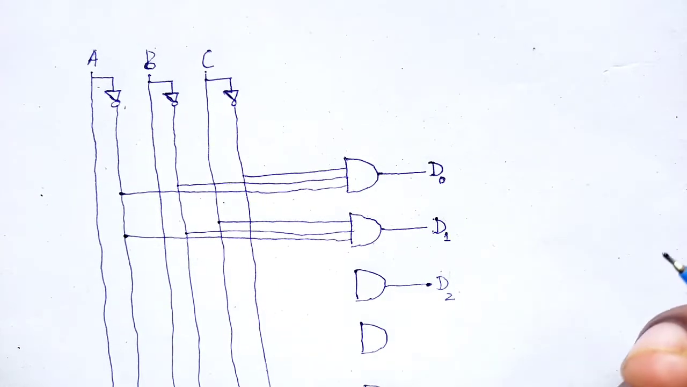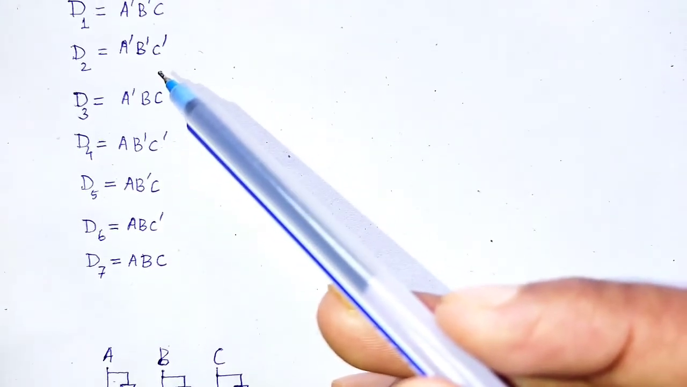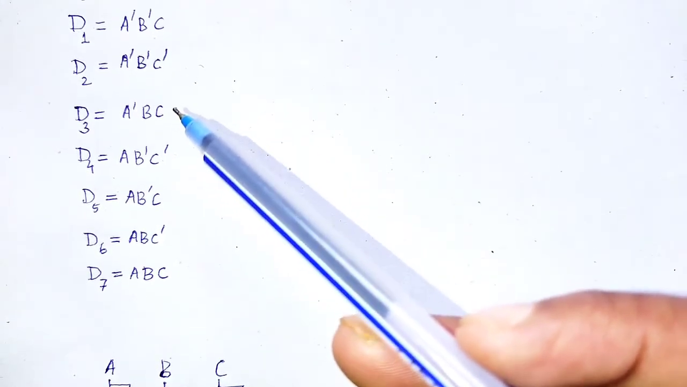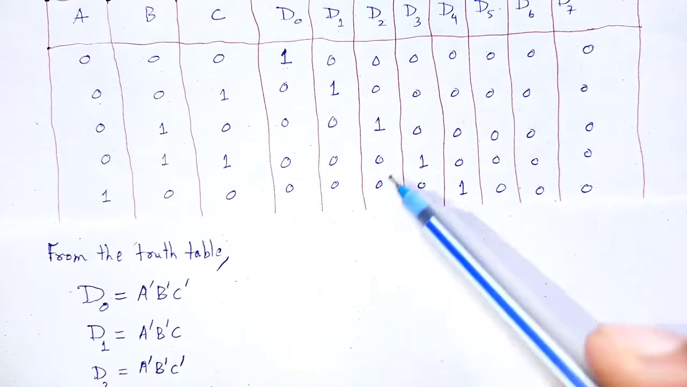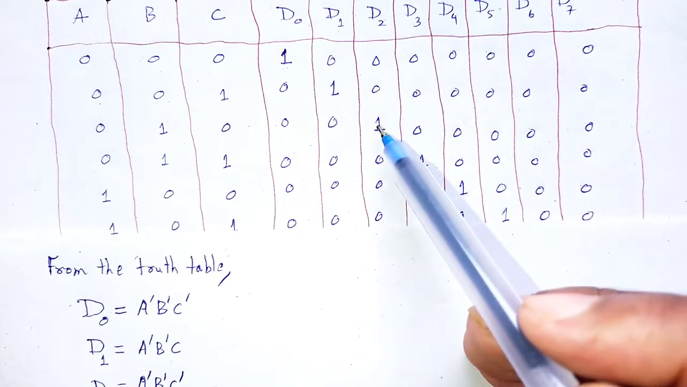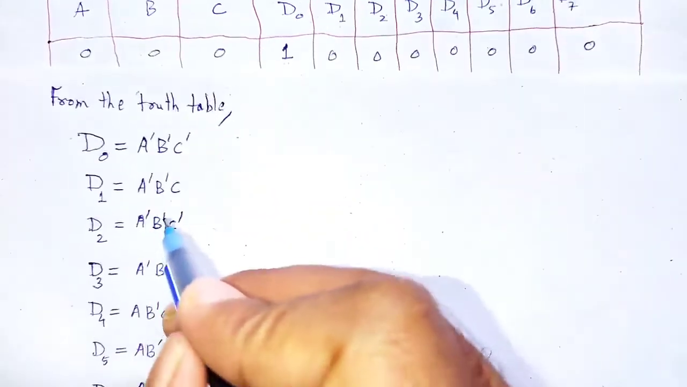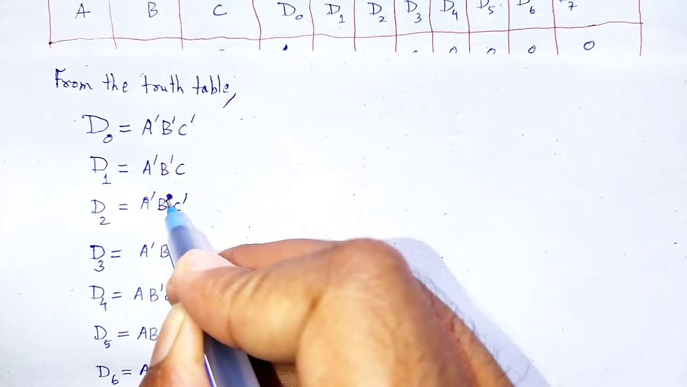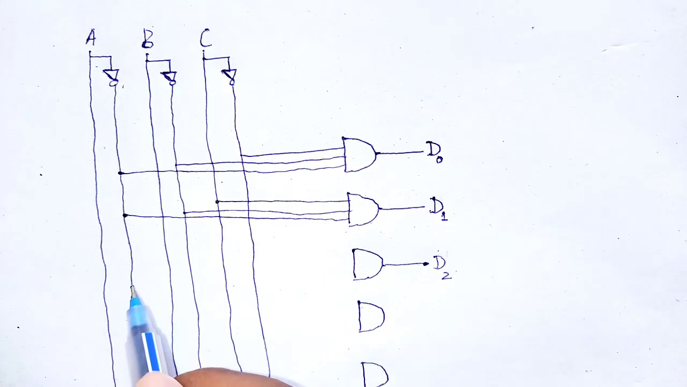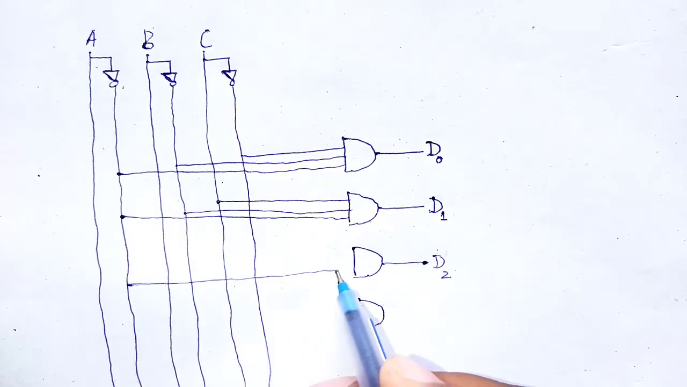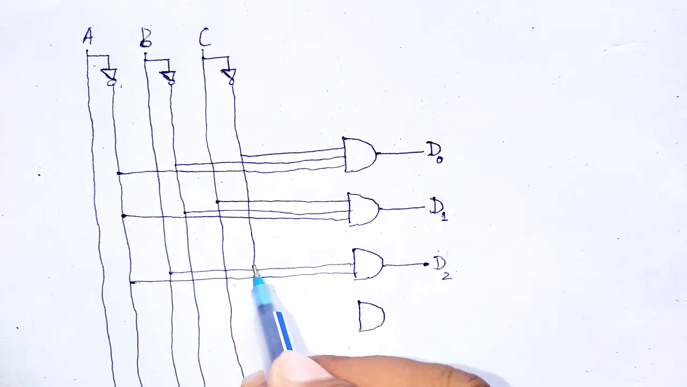D2, A dash, B dash, C dash, that is wrong. D2, 0 1 0, A dash, B C dash. A dash, B, C dash.